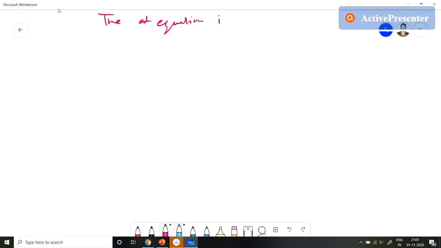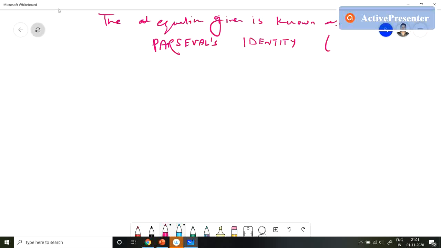The equation given is known as Parseval's theorem, also known as Parseval's identity, or Parseval's theorem for Fourier series.